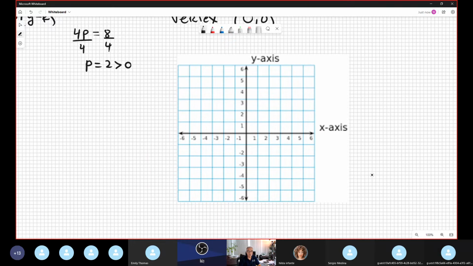Okay, I discovered that the vertex is at 0, 0. I know also that my parabola opens like that. Okay, one more piece of information we need: the focus. This is 0, 0. The focus is inside the parabola here, and the unit is p. This is p. Therefore, it's 2 here. This is the focus. And the point 0,2 is the focus of the parabola.